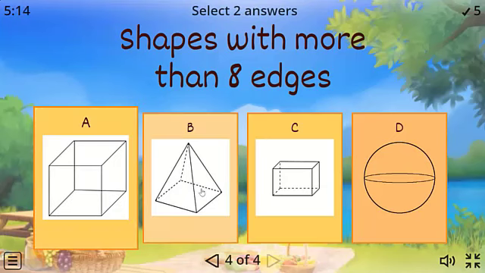Square-based pyramid has 8 edges, but I don't choose it. Why? Because he said he wants more than 8. Cuboid or rectangular prism has also 12 edges, so I choose it.